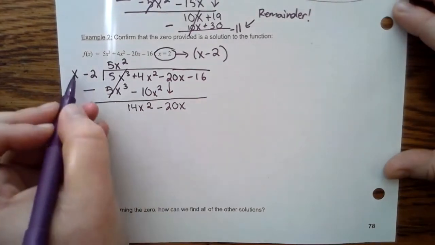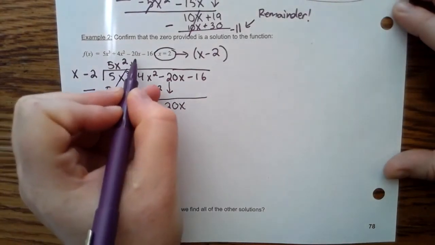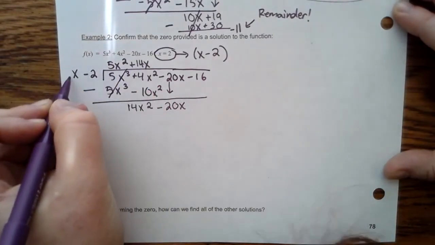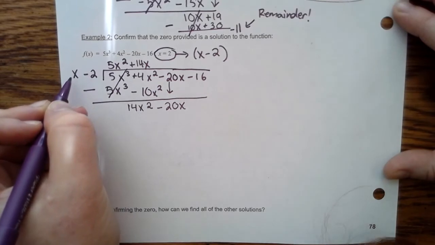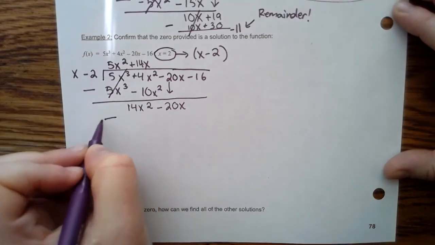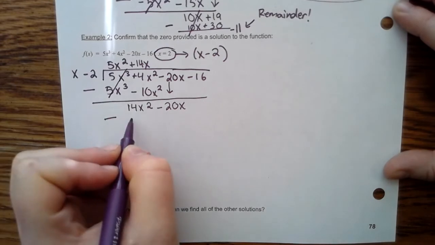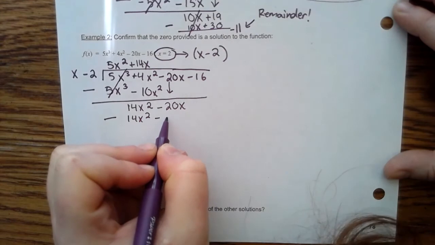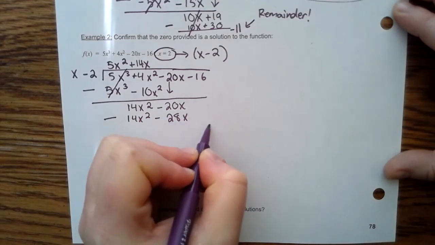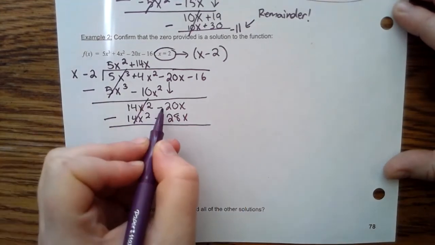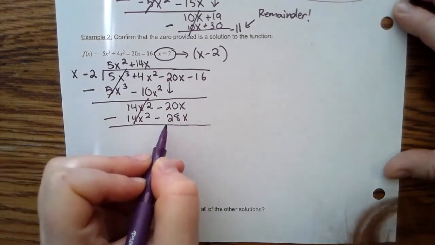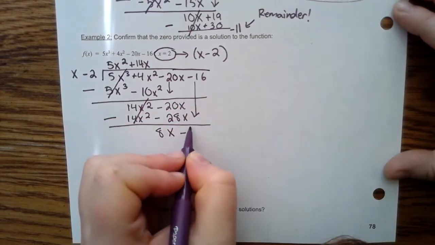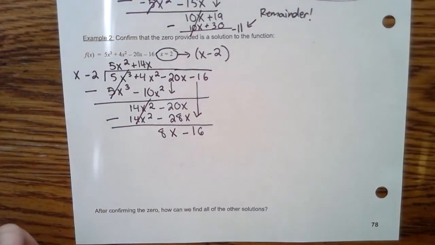How do I get these to match? Well, I need a 14 and an x, so plus 14x. Do the math. I do this times this. And I get big minus sign, always goes there because we're doing long division. 14x squared minus 28x. That goes away. 20 minus negative 28 is going to be a positive 8. And then I bring down my 16, my negative 16.